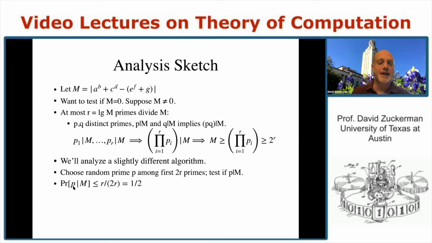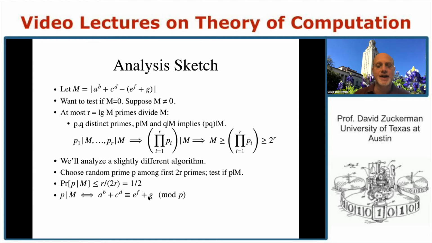So the probability that p will divide m: well, there are at most r primes that divide m, and we're picking p among two r primes, so this probability is at most 1/2. And note that p divides m is equivalent to a to the b plus c to the d congruent to e to the f plus g mod p.